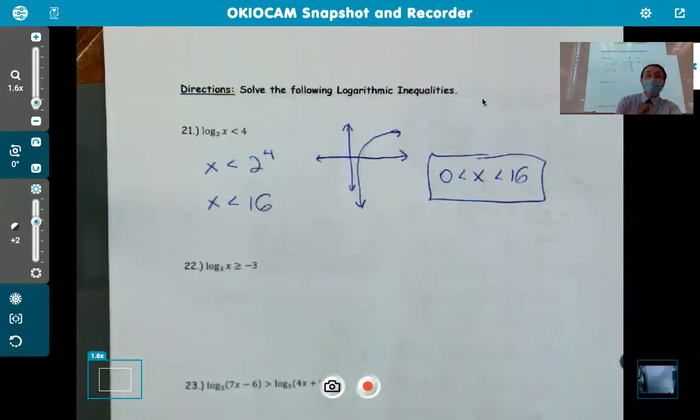Expect to see a question like this tomorrow on the quiz where you're going to have to type in the actual inequality itself. All right. Any questions about that example?